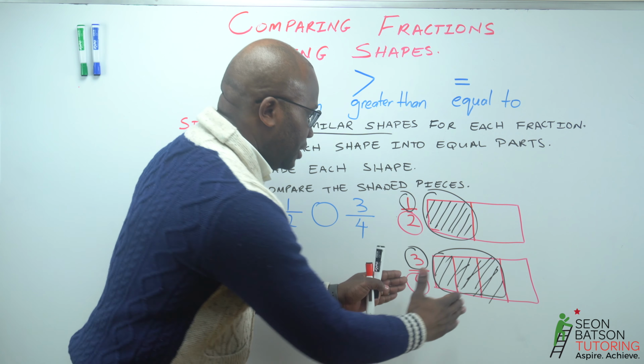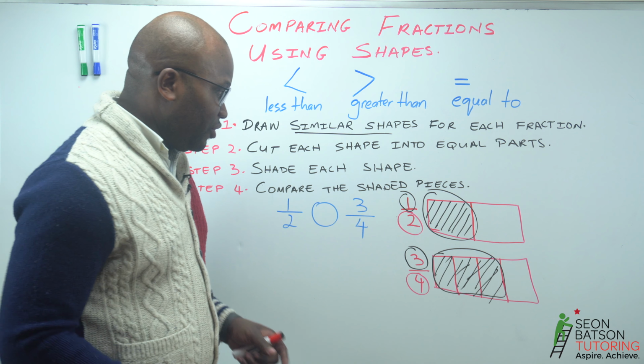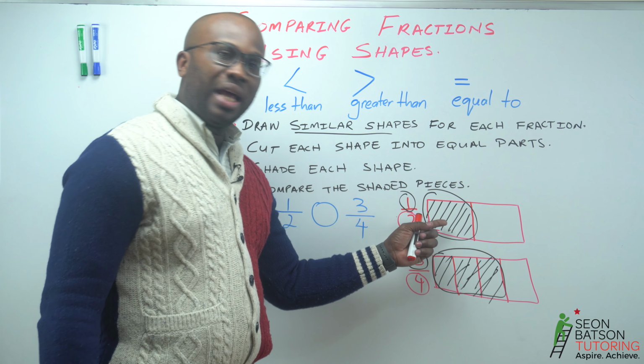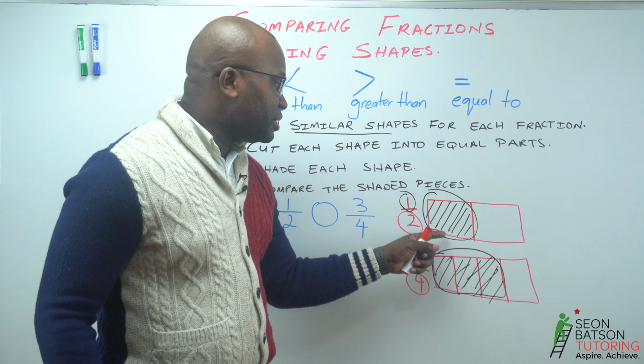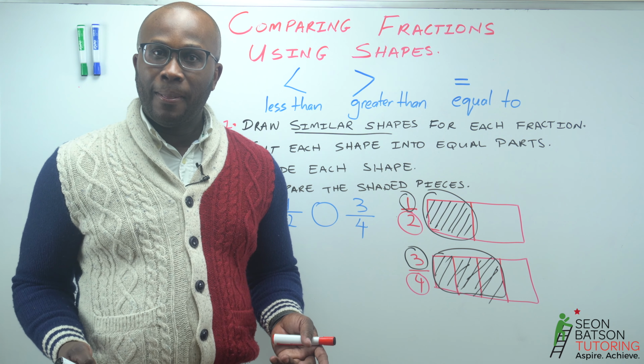3/4 is, this shaded piece here is bigger than this piece. Therefore, 3/4 is bigger than 1/2, or 1/2 is smaller or less than 3/4. Get the idea? That's it.